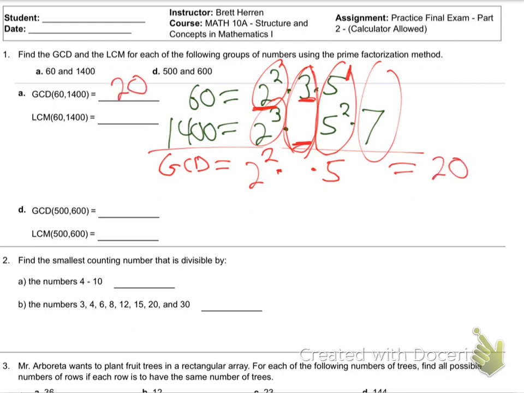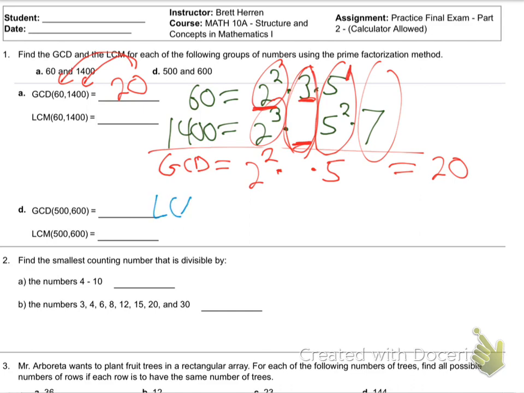So that means 20 is the greatest number that goes into 60 evenly, and goes into 1,400 evenly. It's the biggest number that goes evenly into both those. No number bigger than 20 goes into both 60 and 1,400 evenly.